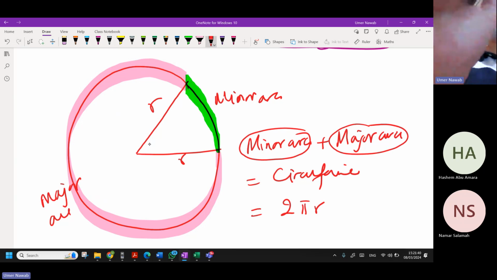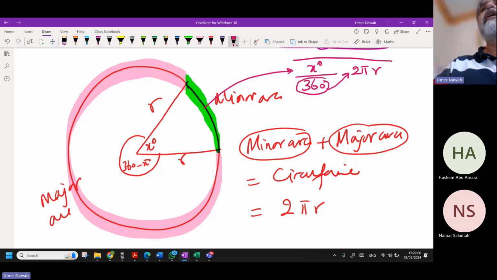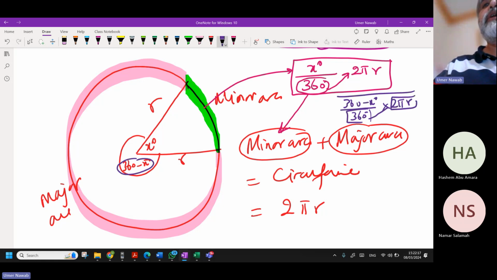Again, both formulas depend upon the central angle x and 360 minus x. How can I get that? Easy peasy. So minor arc is equal to x over 360. Now 360 is representing not area, it is representing circumference, and the circumference of a circle is 2 pi r, and this is the formula for the minor arc. If I want to find the major arc, guys, the top angle will be 360 minus x over 360 times 2 pi r. I will write it here together, and this will be representing my major arc.